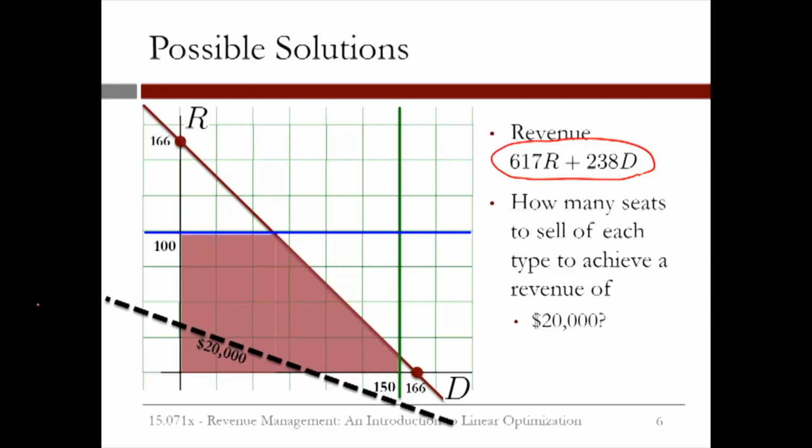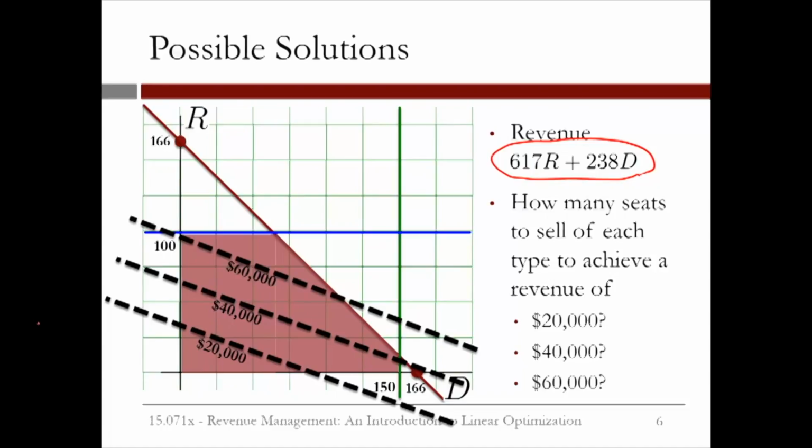So to know how many seats we should sell to achieve a certain revenue, we can see different values of this line. To achieve a revenue of $20,000, our solution has to be somewhere on this line in our feasible space. To achieve a revenue of $40,000, our solution has to be somewhere on this line in our feasible space. And to achieve a revenue of $60,000, our solution has to be somewhere on this line in our feasible space.